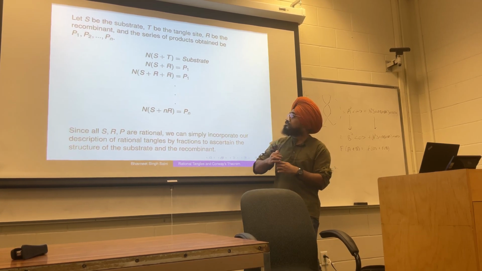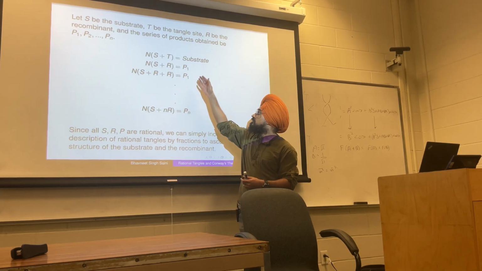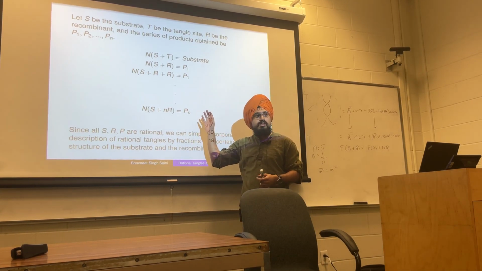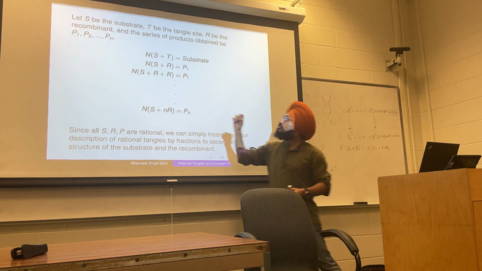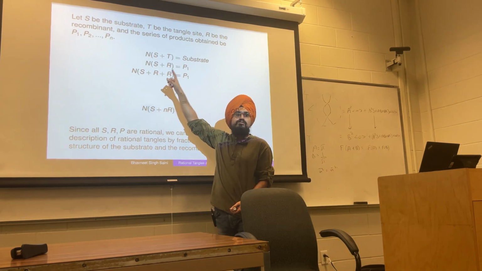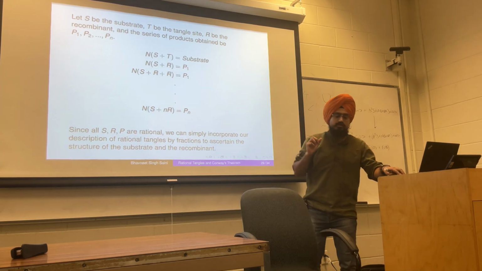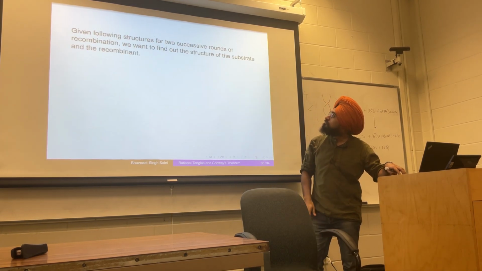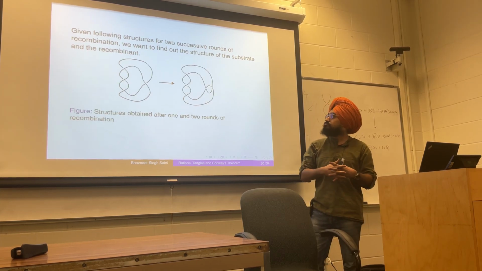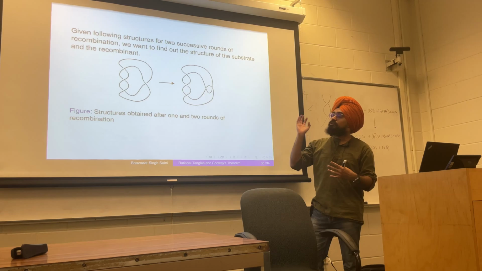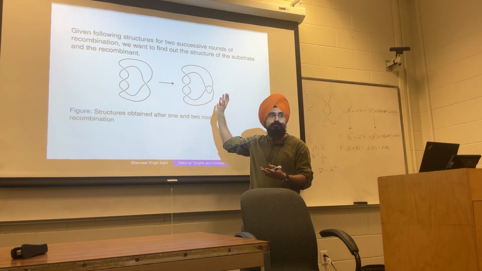So what that tells us is that it gives us each of these products. Now we know what P1, P2, so on up to Pn is, and using that we can actually find out what the original substrate was and what the enzyme did to the substrate. Okay, an example of that is that, let's say, with successive rounds of recombination, we get these two products. This is what we observed under the microscope.